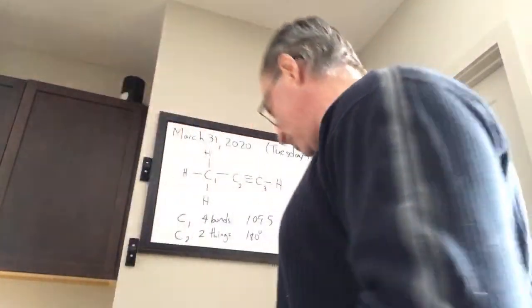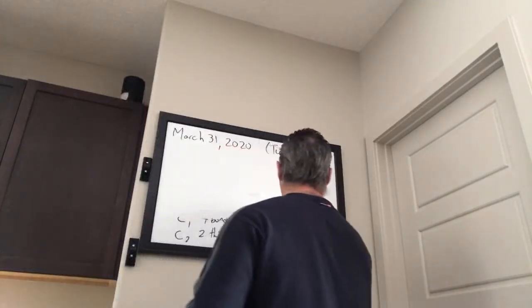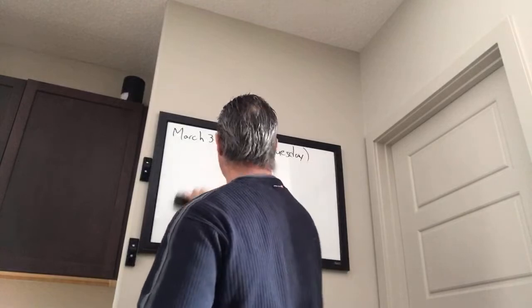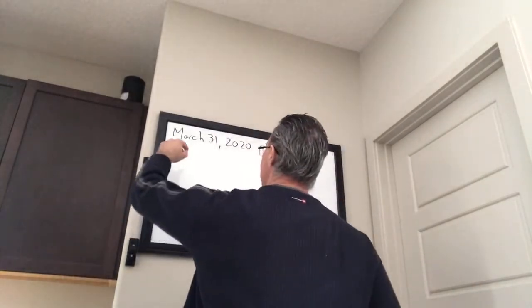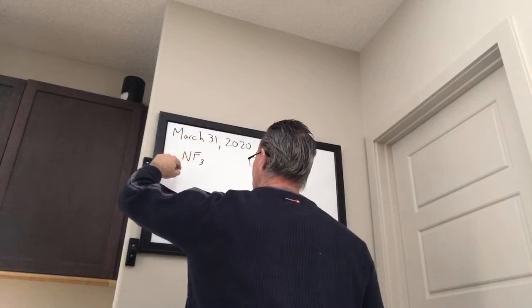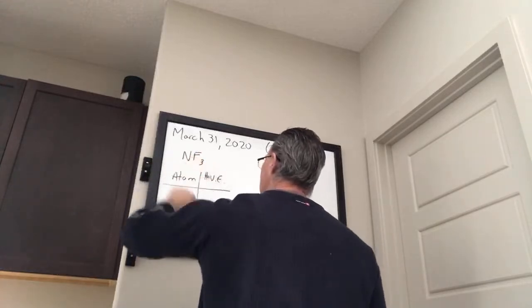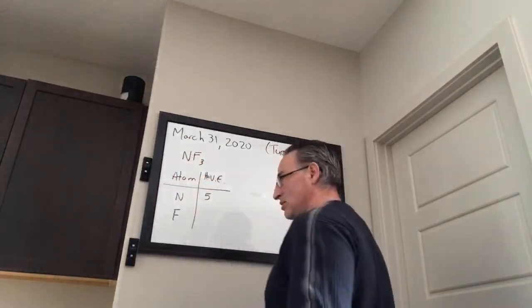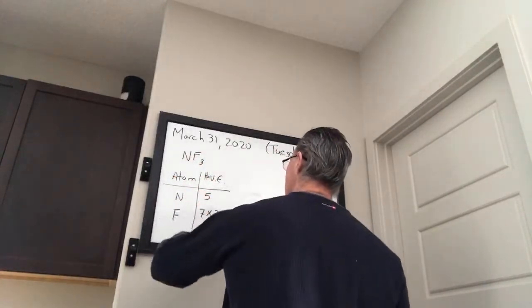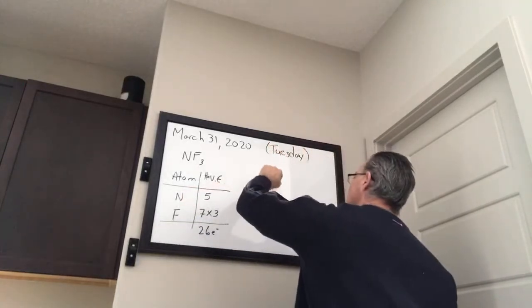It says, on the practice exercise, determine whether the following molecules are polar or nonpolar. They talk about NF3, nitrogen trifluoride, as the first example. Before you can determine the VSEPR theory geometry, you start by drawing a Lewis structure. You have nitrogen and fluorine. Nitrogen has 5 valence electrons, fluorine has 7, and there are 3 fluorine atoms. So it's 21 plus 5, or 26 electrons have to be accounted for in nitrogen trifluoride.